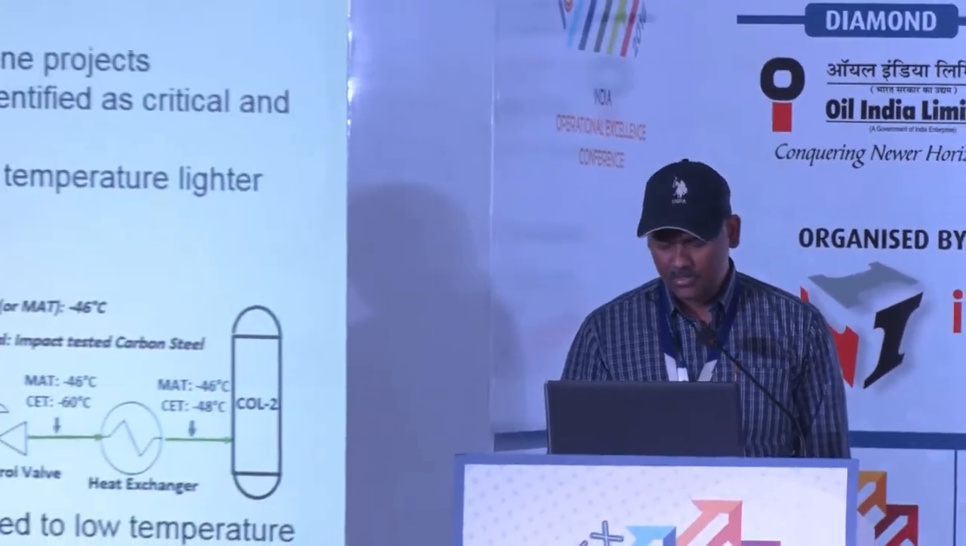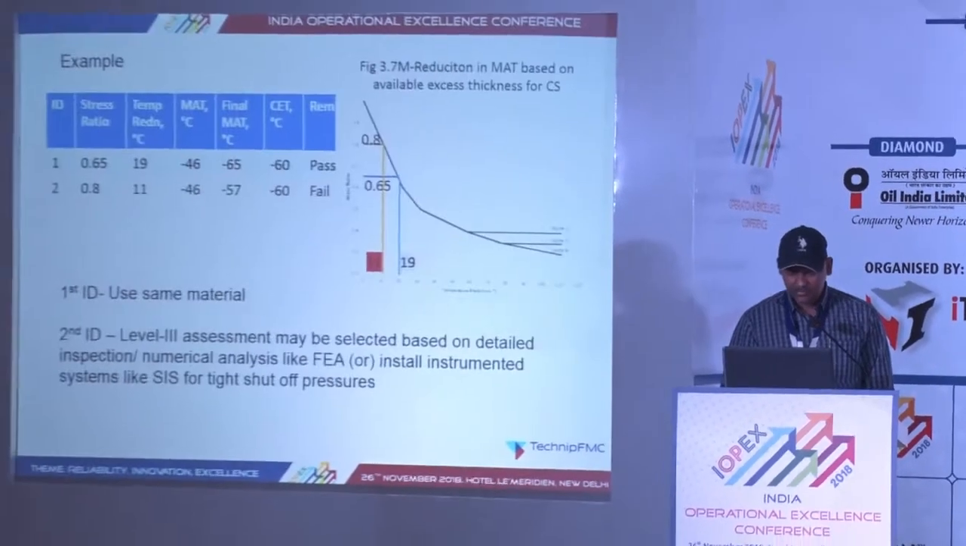So here, either we can go with the next level, that is level 3, wherein we have to get detailed inspection data and use numerical analysis. That means it will take a lot of time to model the entire equipment, the piping, and everything. Or we can install instrumented systems like SIS for tight shut-off pressures. For example, if it fails the level 2 assessment, we could have placed safety instrumented systems at these locations and limited the process conditions. These kinds of benefits are given in API 579-1.